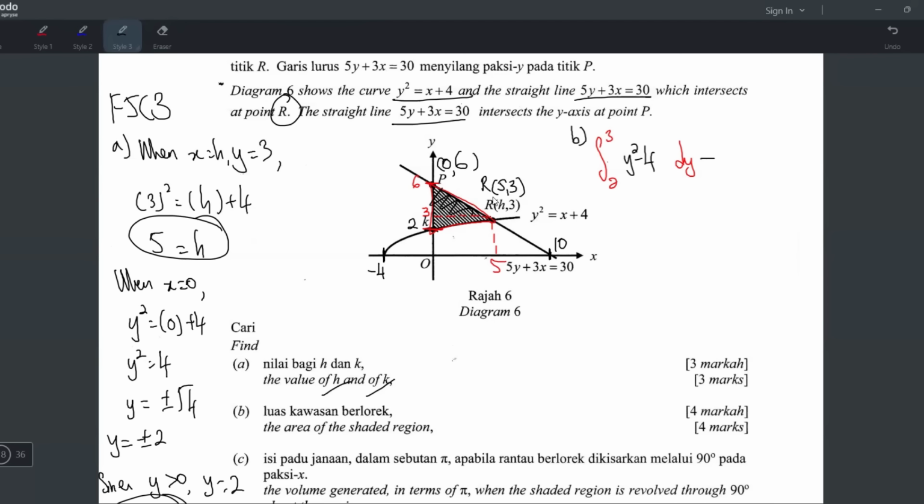Because this is a triangle, right? Yeah, because this is a straight line. So you can just do 1 over 2 times base times height. The base will be the 5 here, right? And then the height will be 6 minus 3. So it will be 1 over 2 times 5 times 3. Because 6 minus 3 is 3. So now you just integrate this.